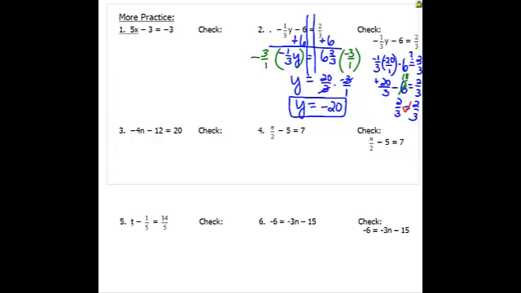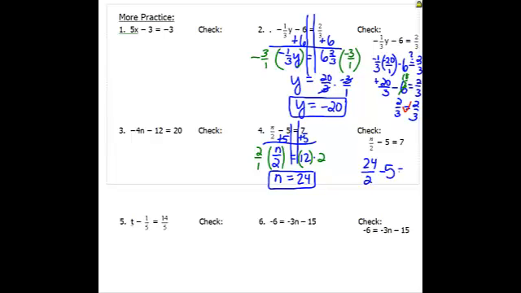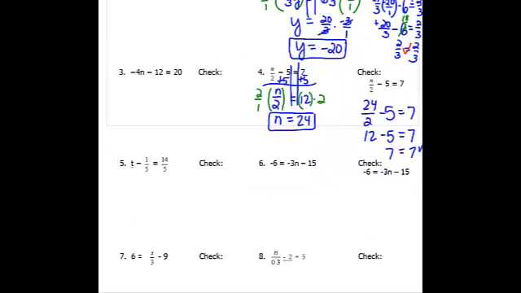Number 4. The first thing I want to do is add 5. So I get n over 2 equals 12. I'm going to multiply both sides of the equation by 2 over 1, and that's going to give me n equals 24. Is 24 divided by 2 minus 5 equal to 7? Well, is 12 minus 5 equal to 7? Yes, 7 equals 7.